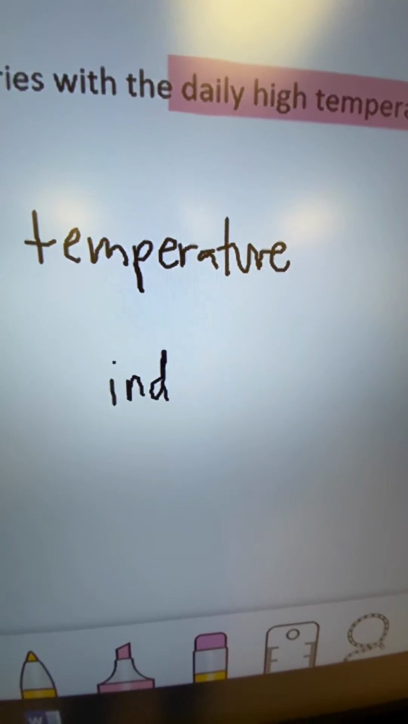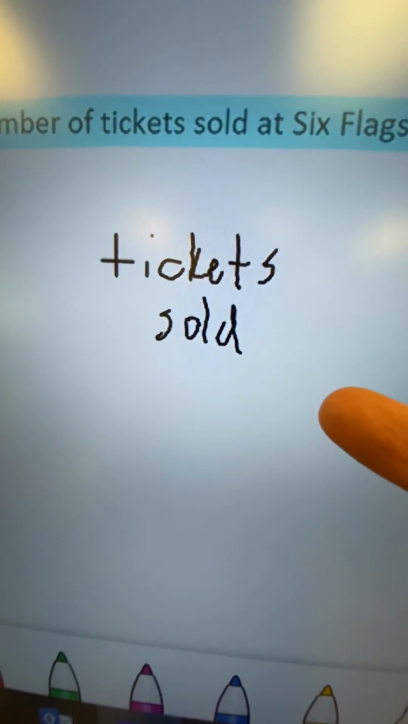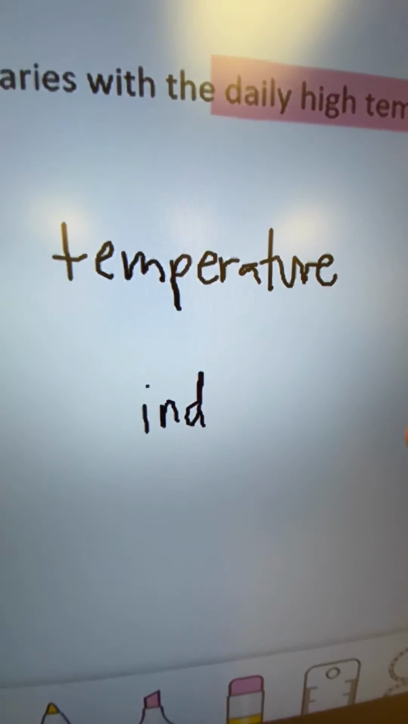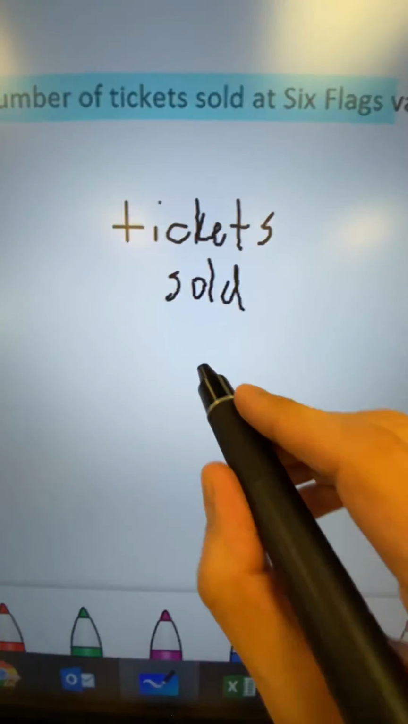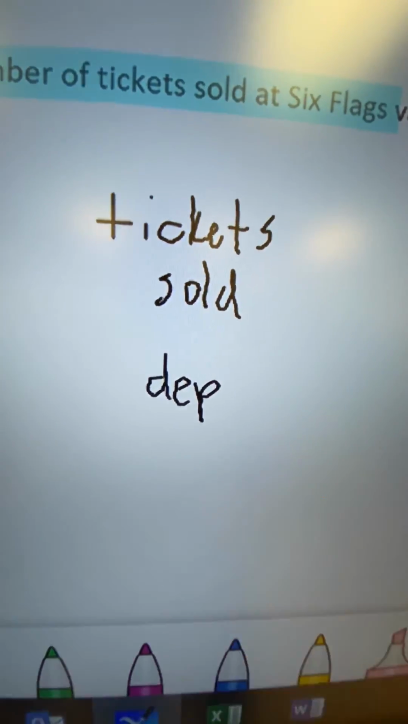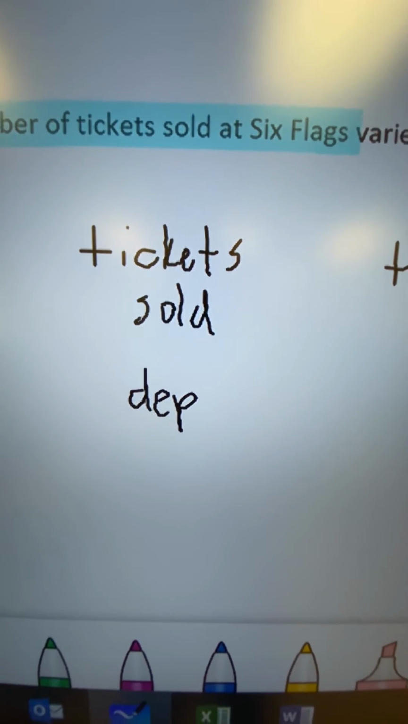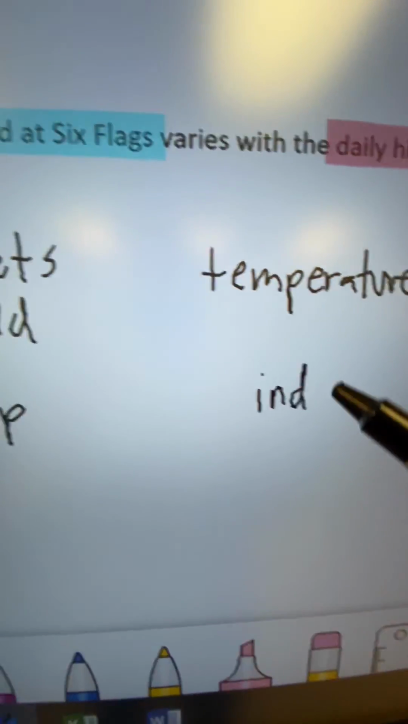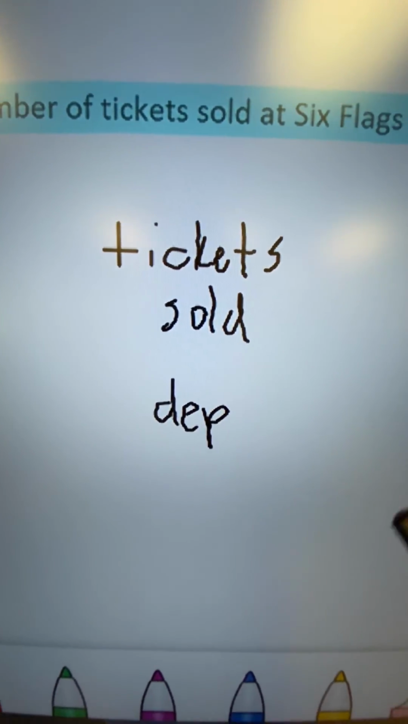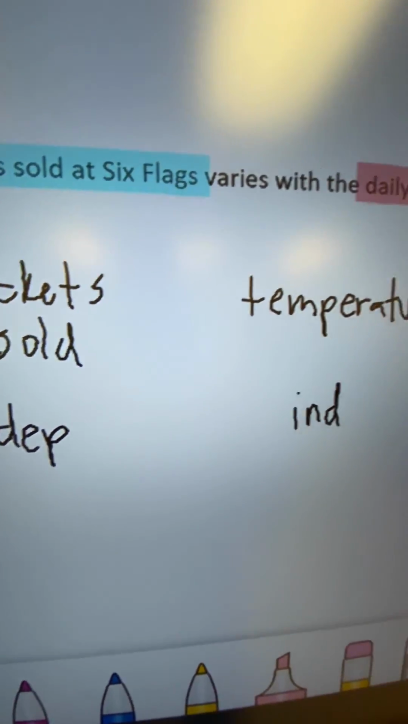And if it's really cold out or it's rainy, then fewer people are going to buy tickets because, again, the temperature is going to influence the tickets sold. So this will be my independent, and that automatically makes the other one the dependent. Then I use the other phrase: the independent influences the dependent, and the dependent depends on the independent.